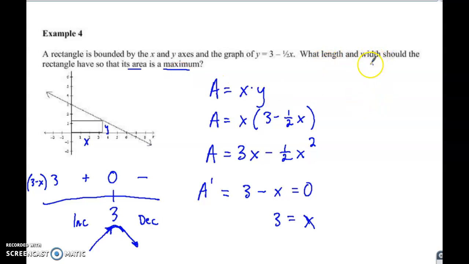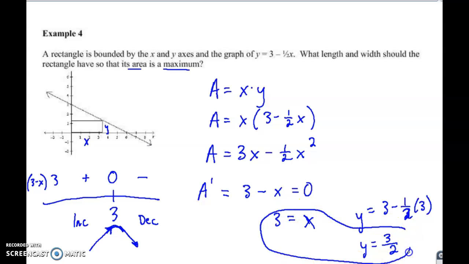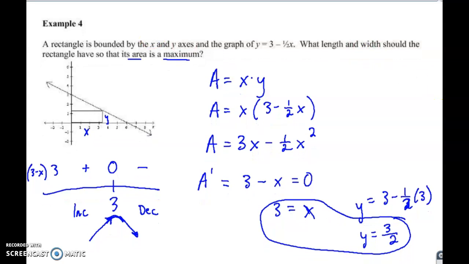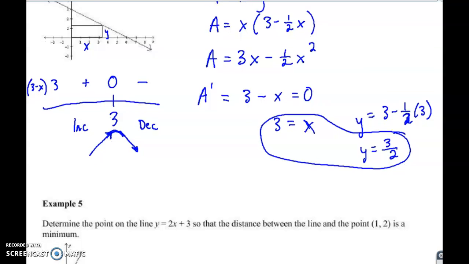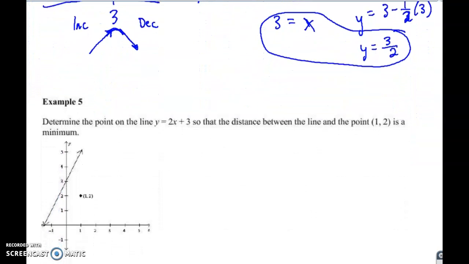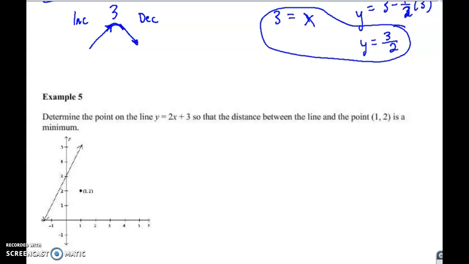And so that's the length, and you can plug in, so x is 3, so that means y would equal 3 minus 1/2 times 3, which, pretty straightforward there, would be 3/2 or 1.5. And yeah, what length and width should the rectangle have to maximize its area? A little bit trickier of a problem, but very doable.